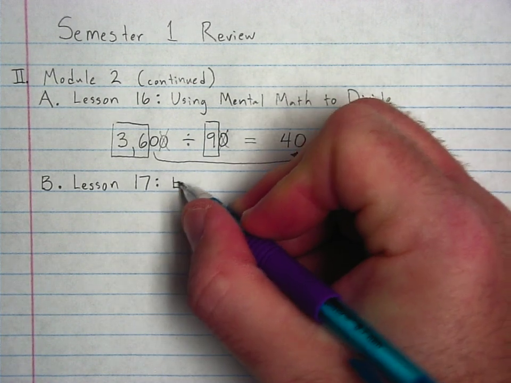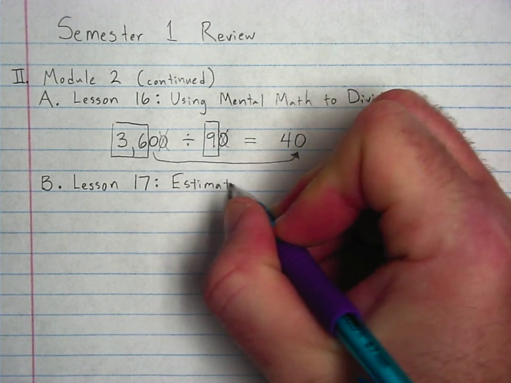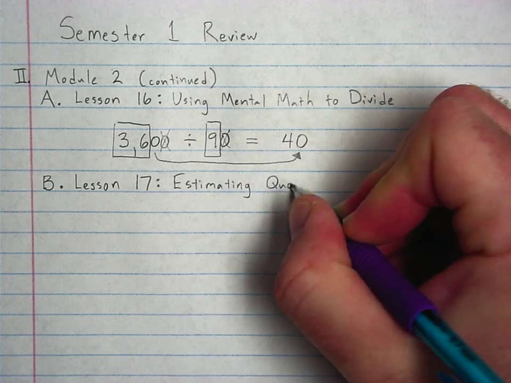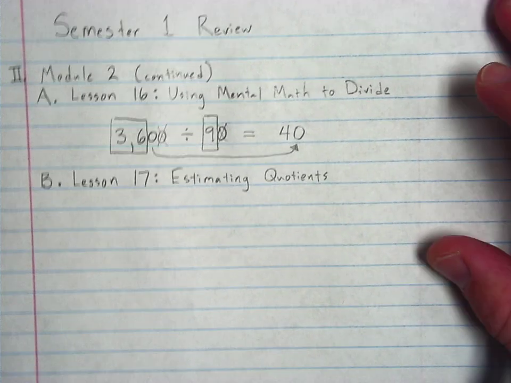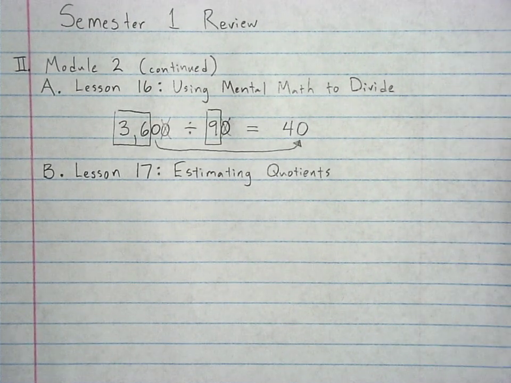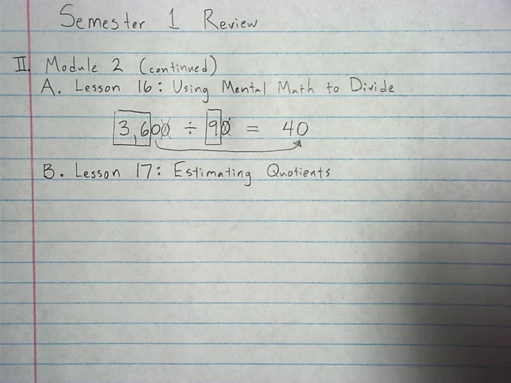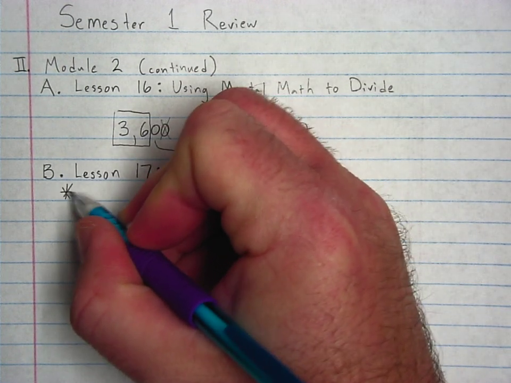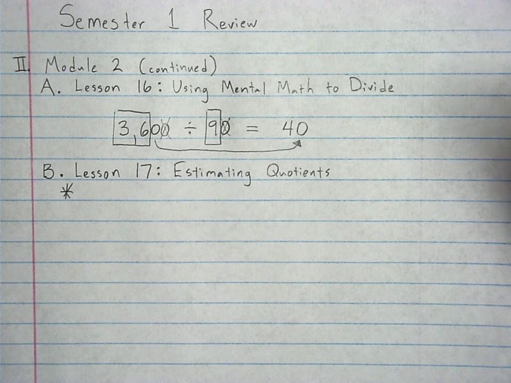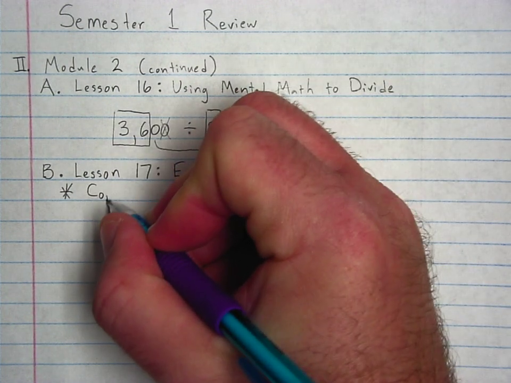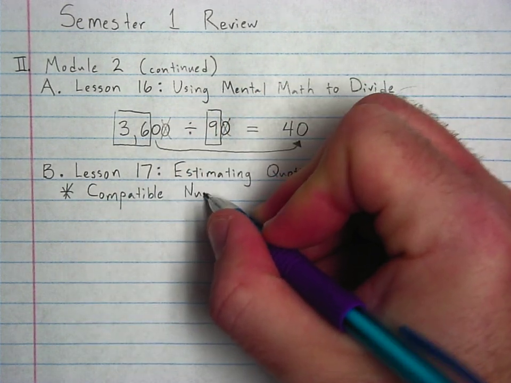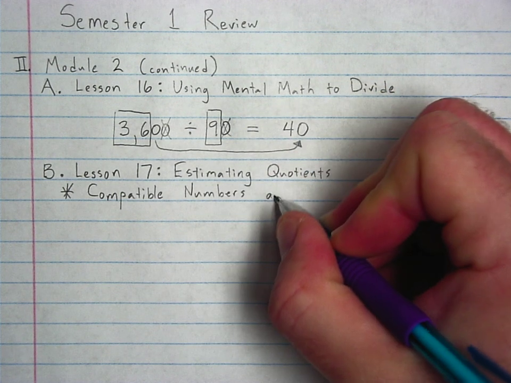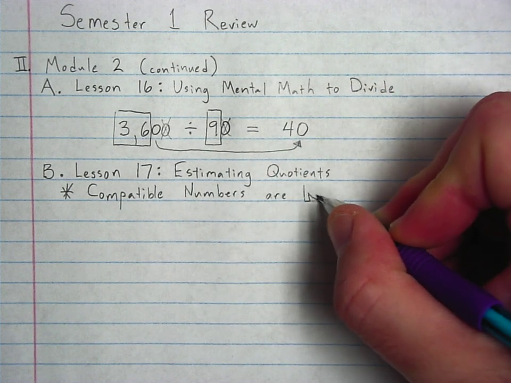Now, for Lesson 17, we were talking about estimating quotients. And we have to be careful here because when we're estimating with division, the rules change. If I try to use the regular rules, they don't work. If I try to use the regular rules, then I can't always divide. I may end up rounding to numbers that are not divisible. This is why compatible numbers are key. They are super important.